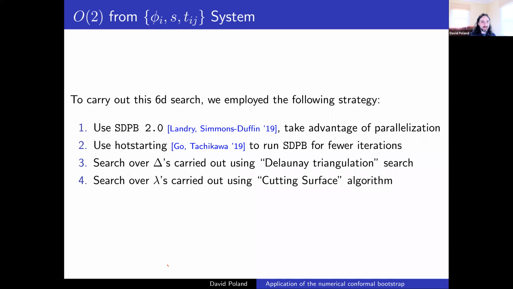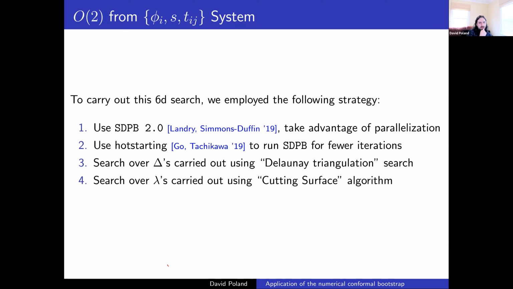Okay, maybe I should keep going. This hot starting method is quite useful. Then for this O2 computation, searching through a 6-dimensional parameter space, you have to come up with an approach to searching through the space of scaling dimensions and an approach to searching through the space of OPE coefficients. The space of scaling dimensions is a 3-dimensional space. One approach that we found works quite well is carrying out something called a Delaunay triangulation search. I'll describe that in a second.